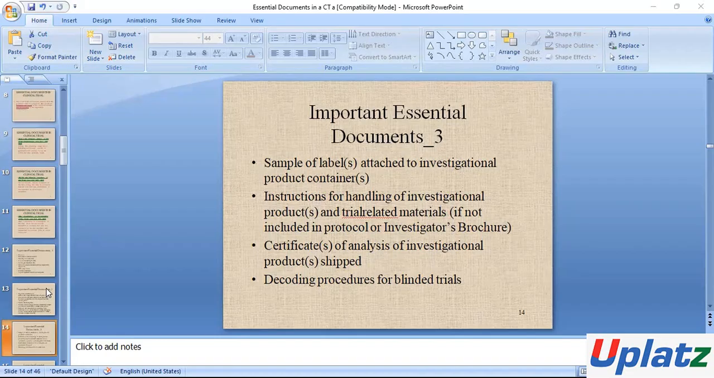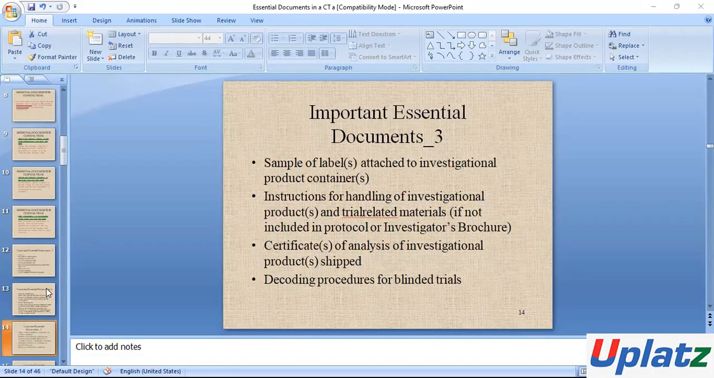Then the decoding procedures for blinded trials. In blinded trials, study participants and or investigators are not aware of which treatment group they belong to, right? So this is done to minimize the risk of bias. So decoding procedures should be clearly defined in the study protocol, and it also should include the criteria for breaking blinding, procedures for unblinding, and the individuals who are authorized to perform the unblinding.